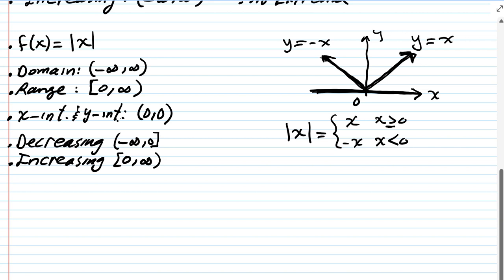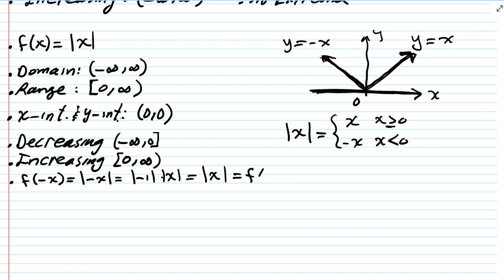Oh, symmetry. The graph is symmetric with respect to the y-axis. So f of negative x will equal absolute value of negative x, which is negative 1 times absolute value of x, which is absolute value of x, which is f of x. So we got the original function back. Therefore, the function is even. And we can see that again from the graph that the function is symmetric with respect to the y-axis.